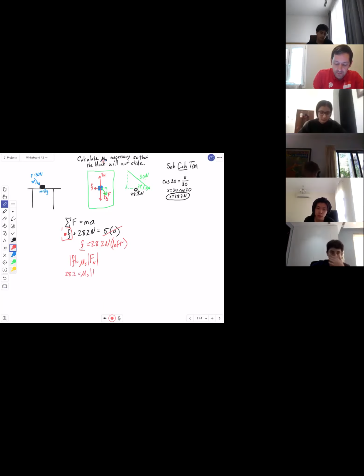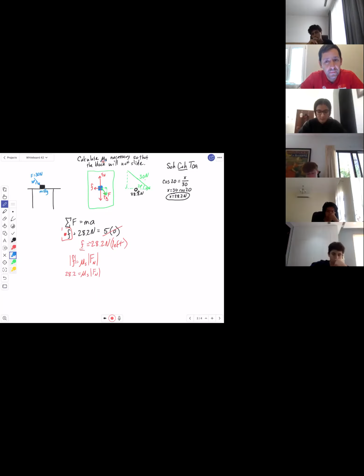But we don't have the normal force yet. So how do we find the normal force? Yeah, Assad? You just said the normal force is perpendicular to the force of friction. So with the little triangle we created at the top right, with the 30 being the hypotenuse, you would use sine to find the vertical component.